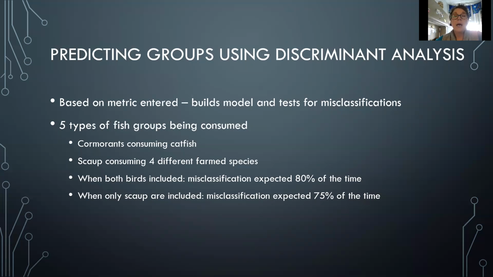Okay. Now I'm also going to show you where I ran this without the cormorants included. So in that case, we had 4 different types of fish. So we'd expect misclassification 75% of the time, and getting it right 25% of the time. So those are kind of the numbers that we want to keep in mind.